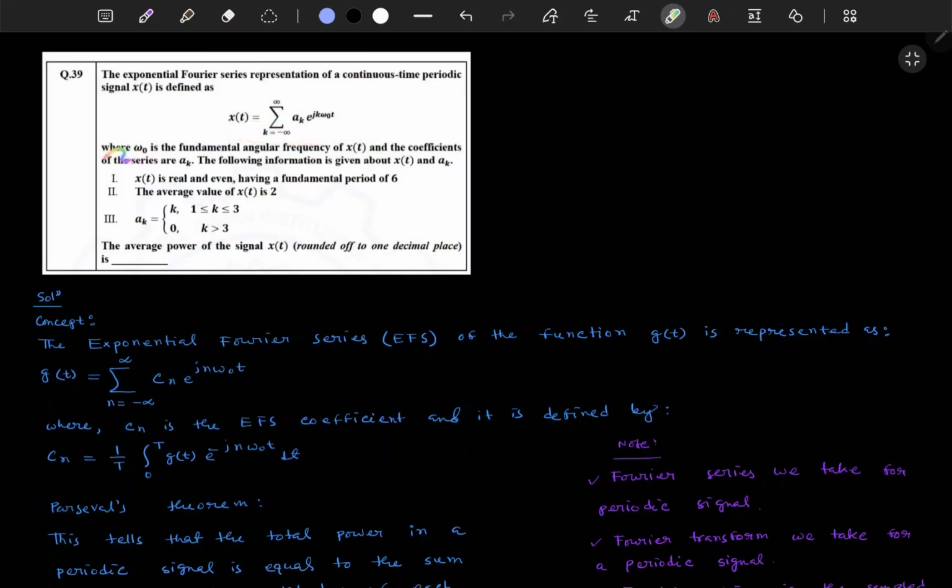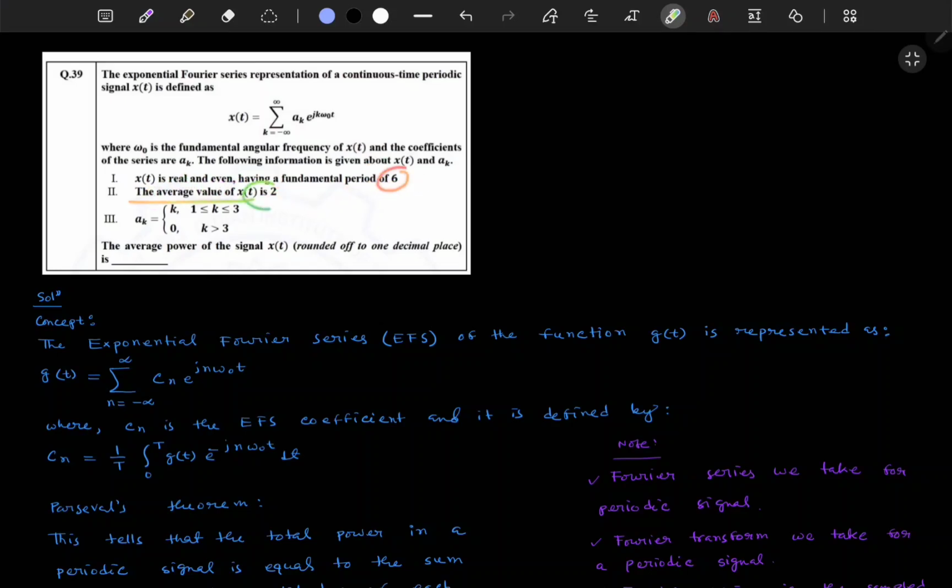Next, the exponential Fourier series representation of a continuous time periodic signal x(t) is defined as x(t) equal to this, where omega naught is the fundamental angular frequency of x(t) and the coefficients of the series are a_k. The following information is given about x(t) and a_k. x(t) is real and even, having a fundamental period of 6.